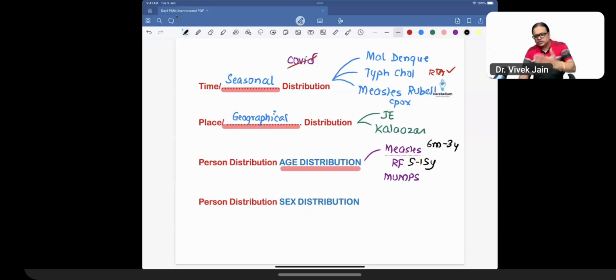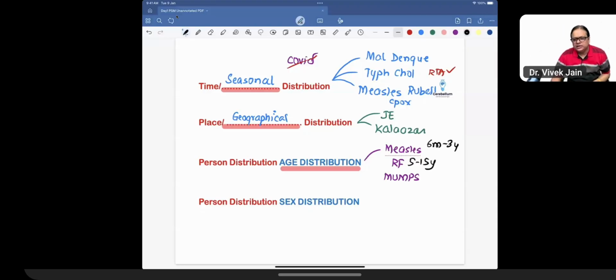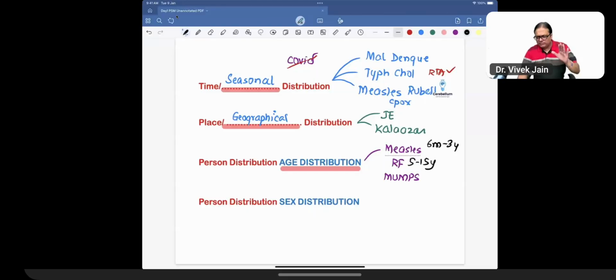I'm looking at your chat box continuously. Everyone is answering correctly. So wherever any concept comes, I will slow down. Mumps is more common in. Dr. Ronak is right. School going age 5 to 9 years. Now I'm reminded of an older question of AIIMS INI-CET. Which age group is Japanese encephalitis common in India?